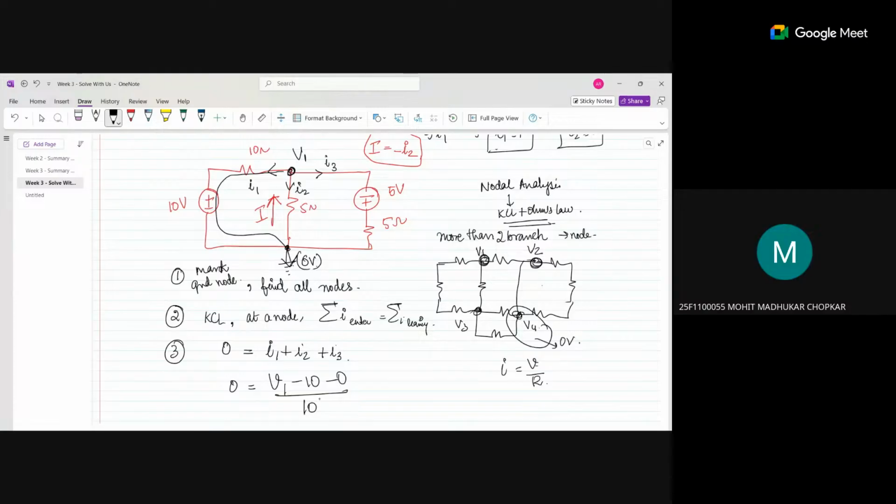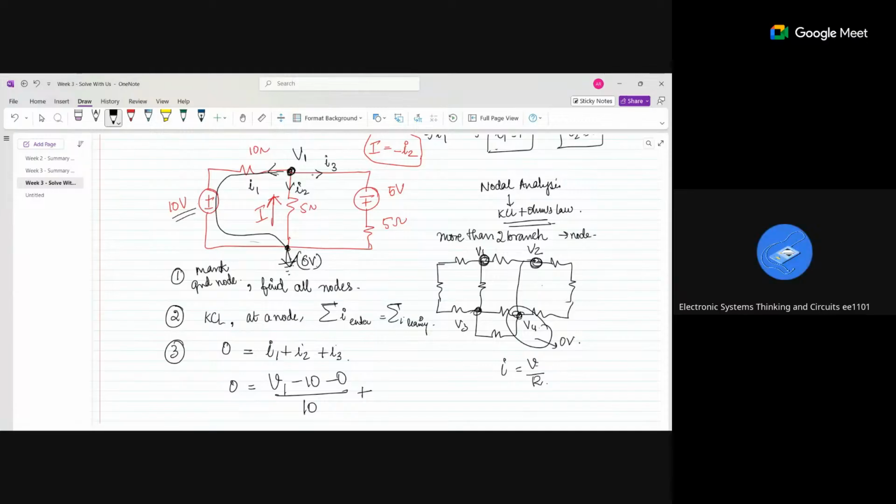No, ma'am. We are taking V by R for the resistors connected in the path. Since there is a voltage source in my path, I am including that also. V1 minus 10 minus 0, where the last 0 refers to the ground node. I am taking this current path from point V1 till it goes to the 0 volt. Not a complete circle.